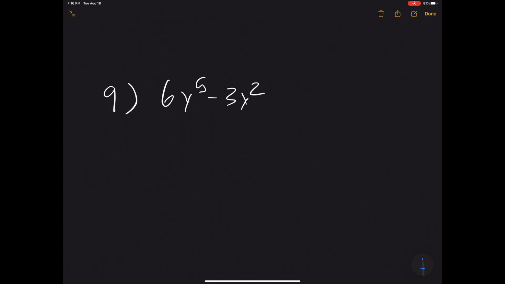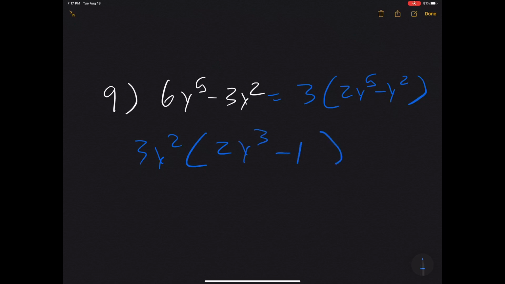With number 9, we're once again factoring this. So this is equal to, I can pull a 3 out. And if I pull a 3 out, I get 2y to the 5th minus y squared. And then I can focus on the variables. I see that I can pull 2 y's out, which gives me 3y squared times 2y cubed minus 1. And that's all I can do with number 9.